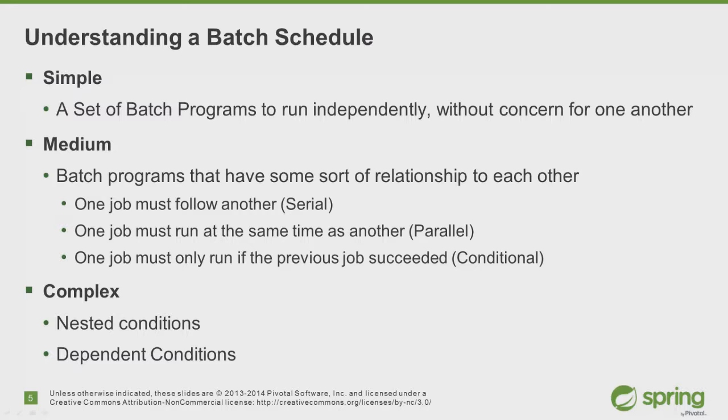Then there's a medium schedule. This is one where jobs are either executed serially, first job A, then job B, then job C, or you have jobs that you want to start at exactly the same time. And finally, a conditional execution if one job should execute only if a previous job has been successful. And then obviously, a complex schedule is one which has nested conditions or combinations of the previously discussed medium and simple aspects of batch schedules.